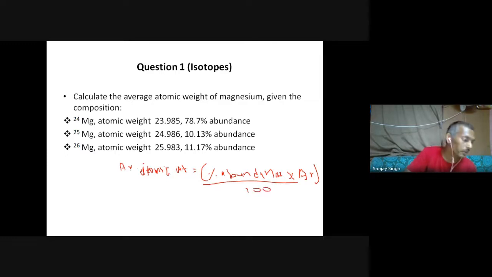Okay, so you already got your percentage abundance. The first one is 78.7. That's the percentage abundance over here. That is to be multiplied by 23.985 over 100. And you add it to 10.13% over 100 multiplied by 24.986. And we add it to 11.17 over 100 multiplied by 25.983. So that is the thing that you have to do there. Okay, so that's the first one.